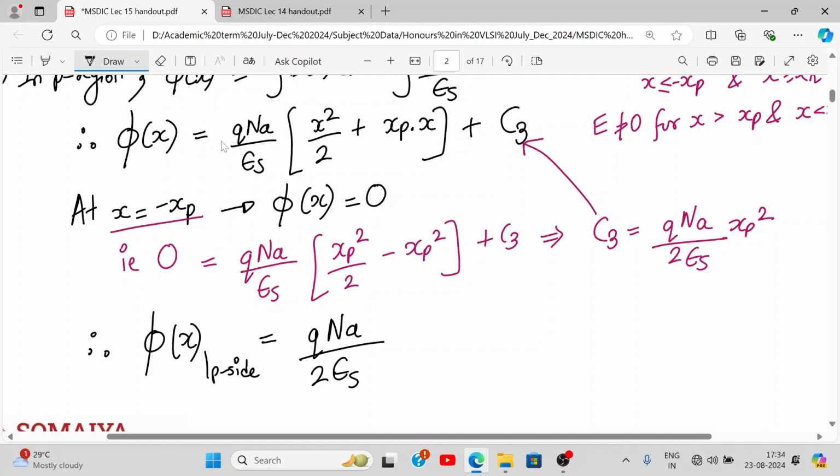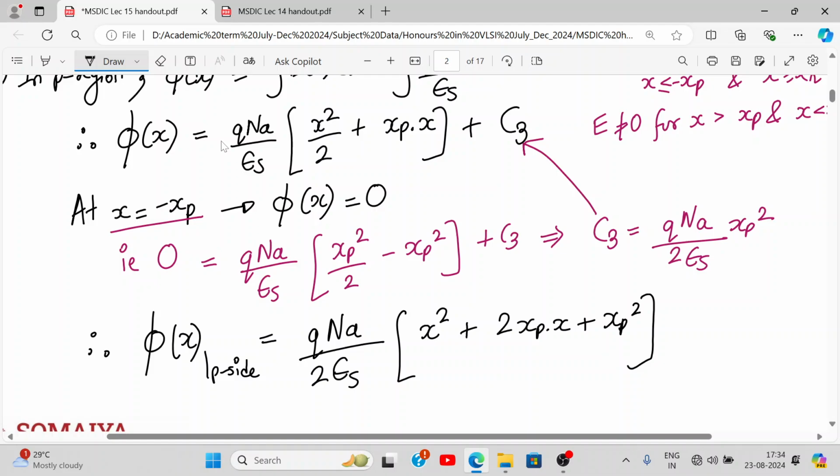2 we are taking out, so what do we get inside? x square plus 2 xp into x plus xp square. You know what I have done? I have taken qNA upon 2 epsilon s common outside and I've added all the internal terms. Did you get it? After substituting it over here. Or should I write one more step? You have understood this? Check.